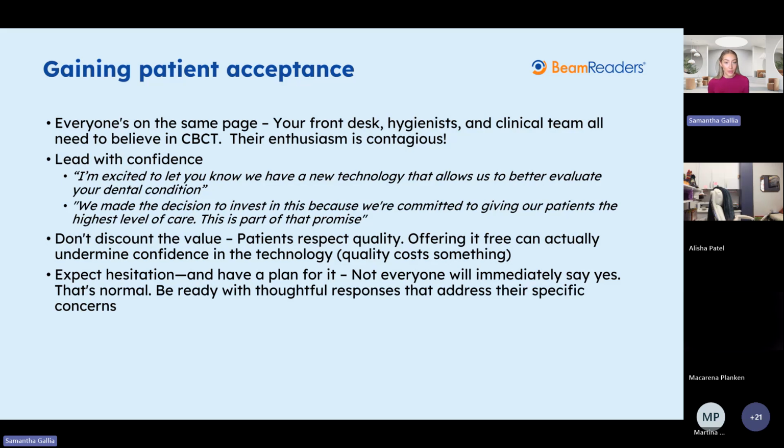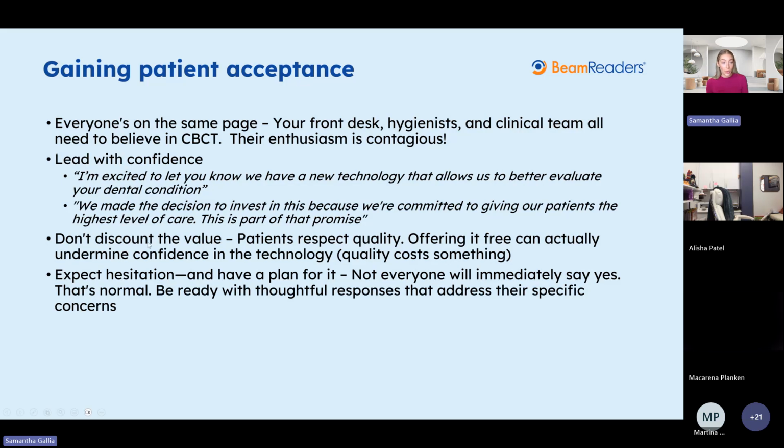We made the decision to invest in this because we are committed to giving our patients the highest level of care. Patients love that. Patients love knowing that you are staying up to date with the latest technology, and also sharing that not every practice has this. You decided to invest in this because you're committed to giving your patients the best quality care.